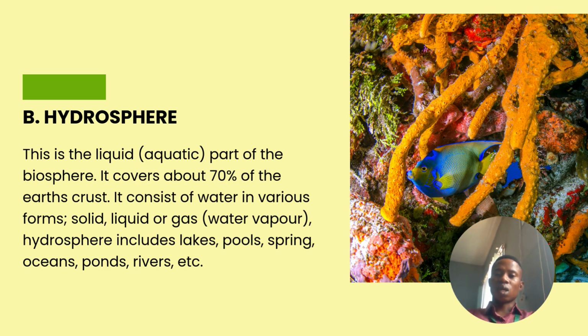That will take us to the hydrosphere. The word hydro means water. It is the liquid portion of the earth, or the zone of the earth occupied by aquatic lives. And what are those organisms that can live in water? We have the fishes, the sea animals, we have crabs and others. The water covers about 70% of the earth's crust. It consists of water in various forms, either solid, liquid, or gas.